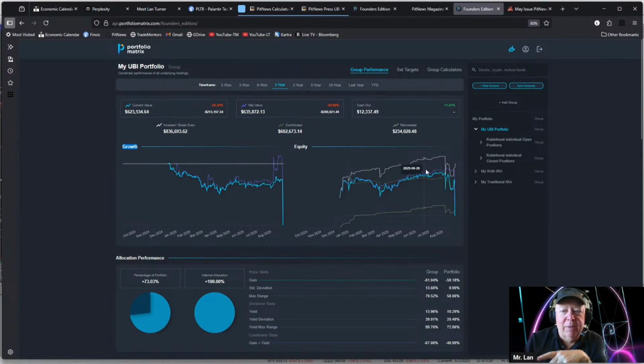The reason I was making money is because I was getting those big dividends. The big dividends were actually paying me equal to or greater than what I was losing on the NAV. So I really wasn't losing any money through that whole thing.